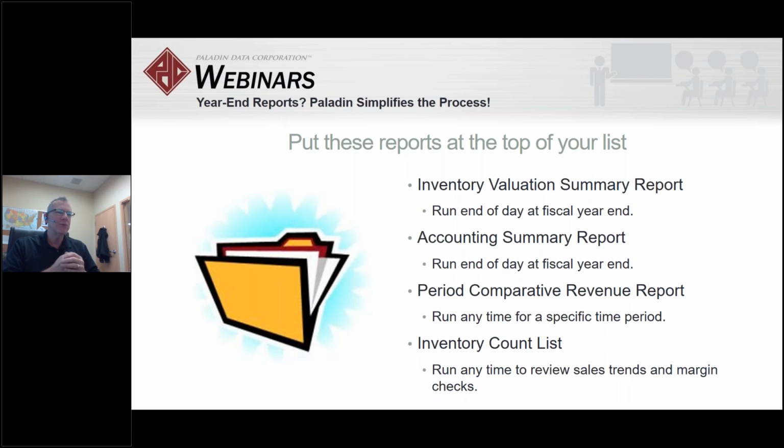And the inventory count list is just a dump of your data, but it's very specific columns. I think it's maybe 20 columns or so, but it's chock full of good information. One of them is margin. You can sort by margin and look at your negative margins, and it will show you all the items that you're actually conceivably selling for less than you paid for them.